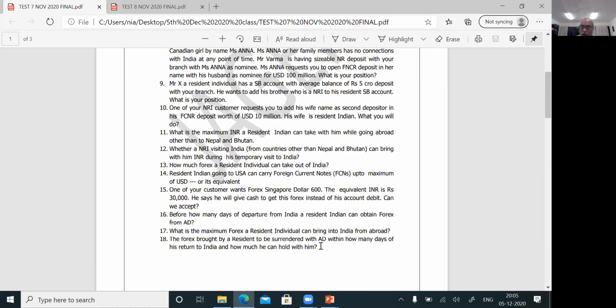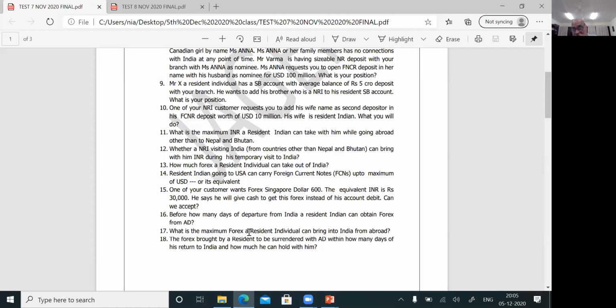That we will see later. So question number 17: how much forex can a resident individual bring? Both resident and non-resident can bring whatever forex is possible; only the CDF has to be obtained. Out of the forex brought by a resident individual, within how many days does he have to surrender it, and keeping how much? He has to surrender within 180 days, keeping a maximum of US dollar 2,000 with him, and coins unlimited. Whereas a non-resident need not surrender to the authorized dealer within 180 days.